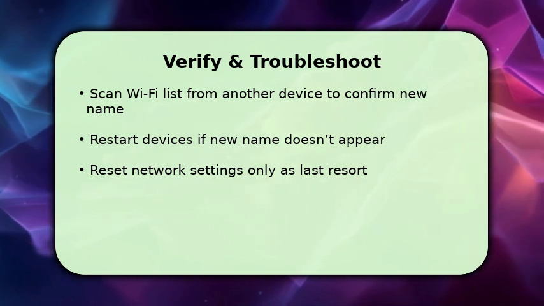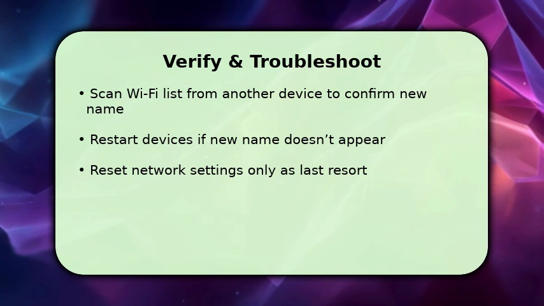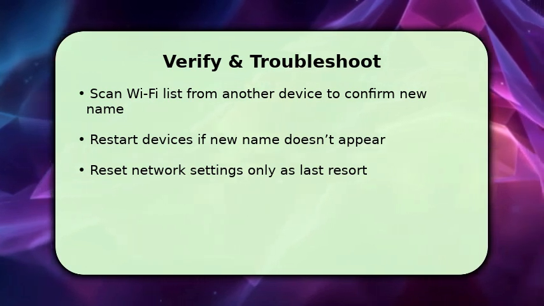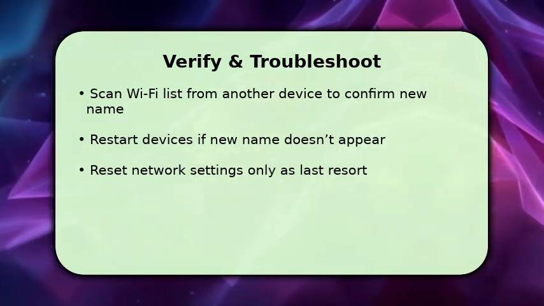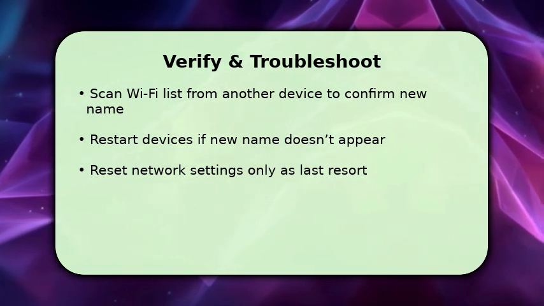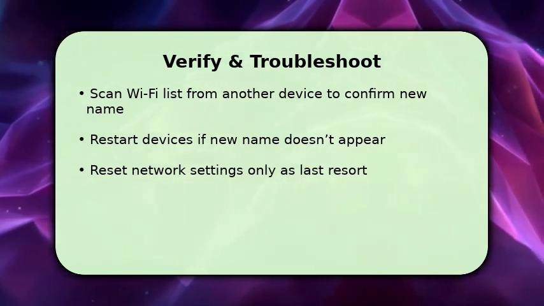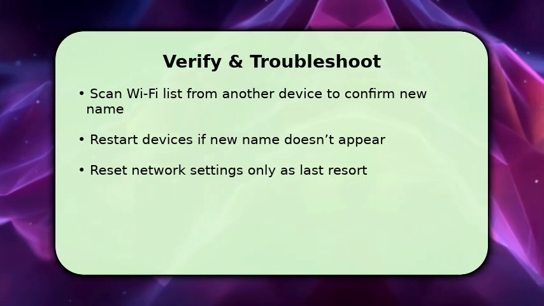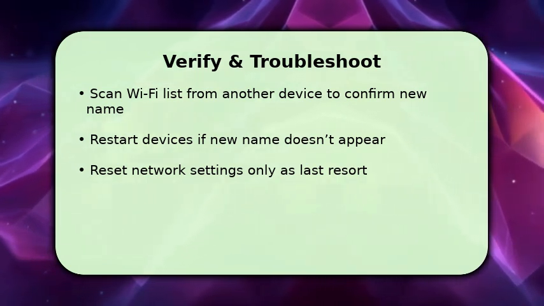If you don't see the new name, restart your hotspot device and the connecting device, because caches often hold the old label. If problems persist, reset network settings as a last resort. This clears saved networks and forces a clean broadcast, but make sure you know saved passwords first.